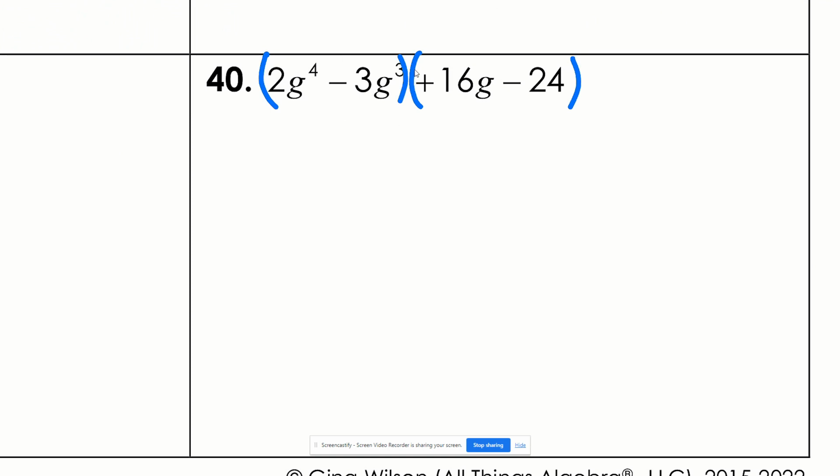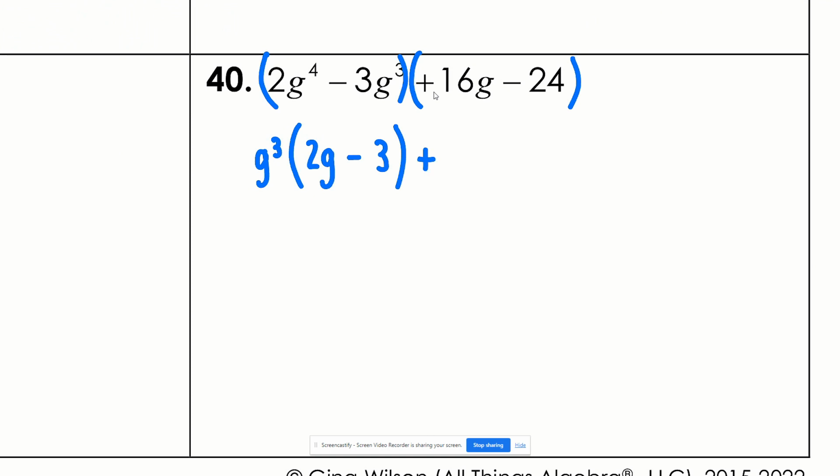That's g to the fourth and g to the third. So we're going to pull out g to the third. So 2 divided by 1 is 2. G to the fourth divided by g to the third is g. So 2g. Negative 3 divided by 1 is negative 3. And g cubed divided by g cubed, gone. It's gone. Now remember what I said. Whatever this sign is, has to be what you lead with.